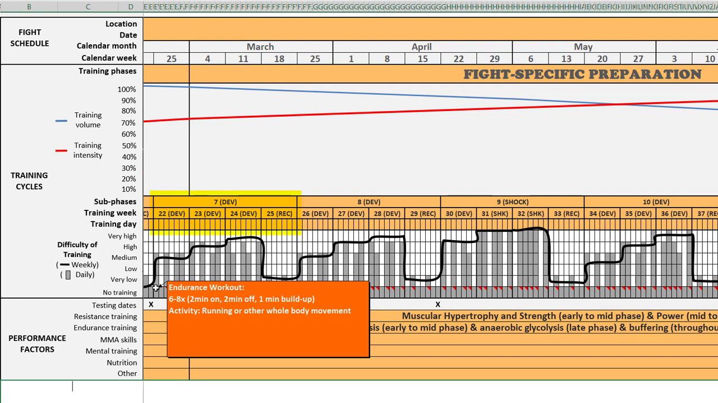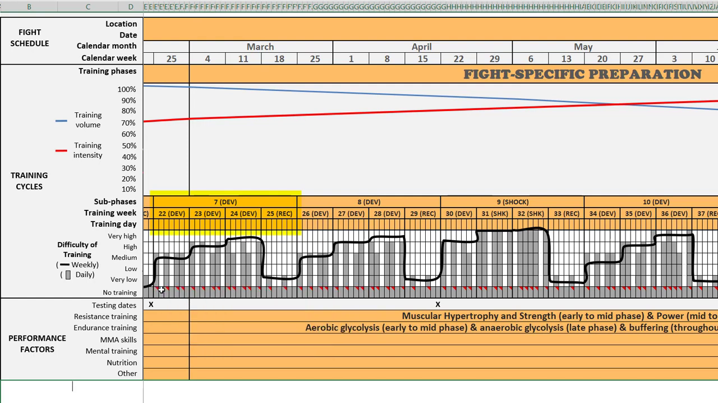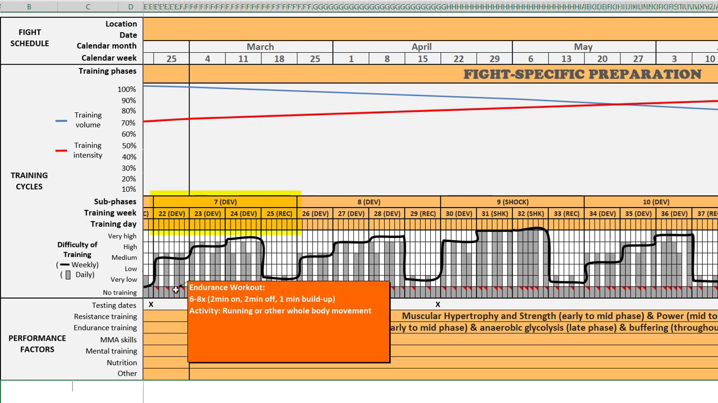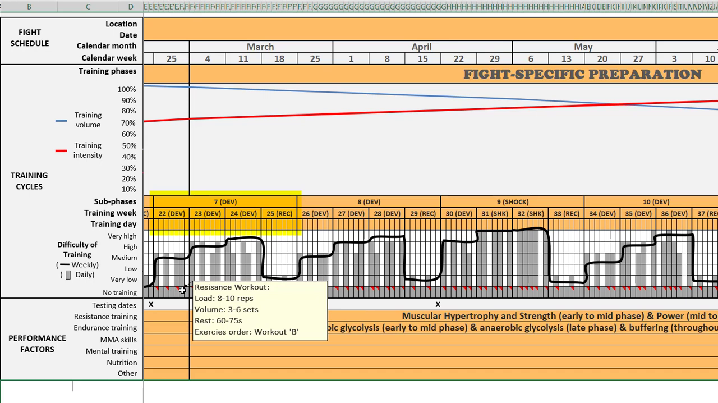Now in week 22, this will be completed for 6 to 8 sets. Now for resistance training, let's move over here. This will feature heavier loads in the 8 to 10 repetition range for 3 to 6 sets. And so we're bumping the rest up. You need to recover from this, so you're looking at 60 seconds to 75 seconds of rest. And this pattern continues in the next workouts of the week.